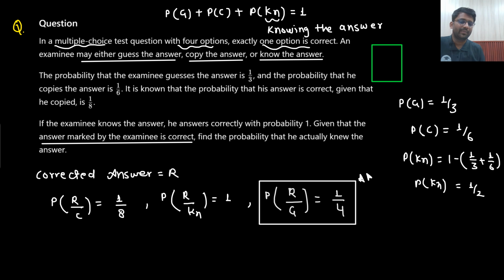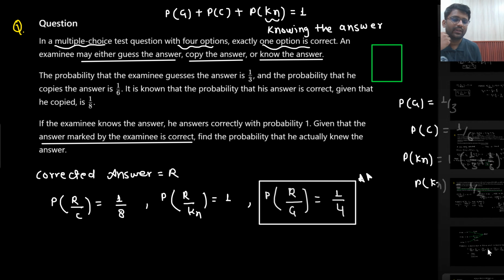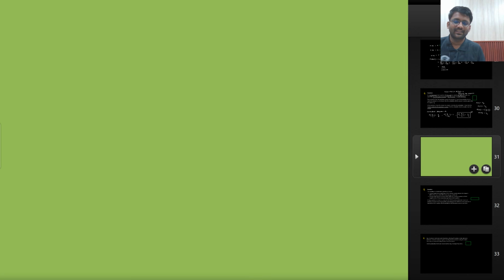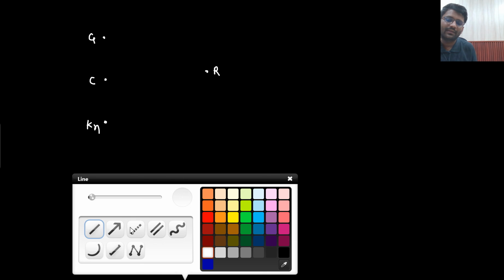So everything we know. That means what the guy is doing, in that manner, we need to add a page after every question, I guess. So what the guy is doing, either he is guessing the answer, or he is copying the answer, or he is knowing the answer, and he may get the question correct.